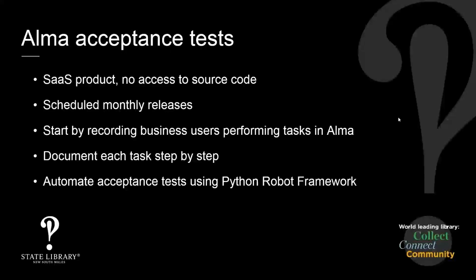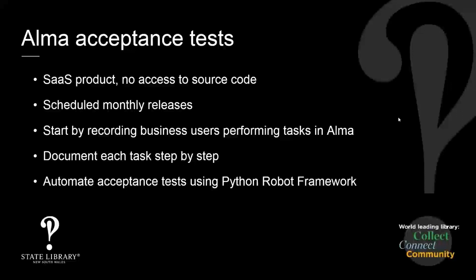I'm going to kind of sort of change directions again. So this is, again, about automated testing, but this is about testing AMA. So, you know, obviously can't write unit tests. We don't have source code. There are scheduled monthly releases. We can't control when the releases are done.